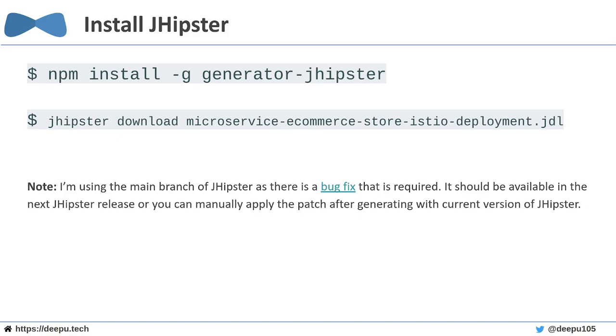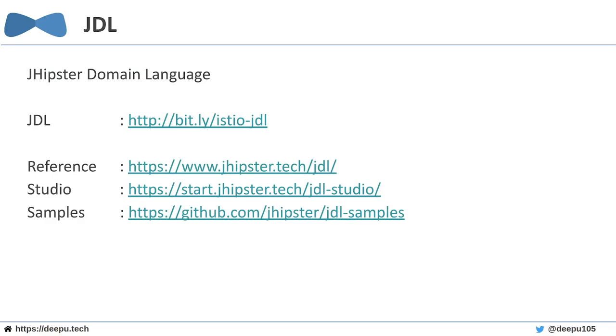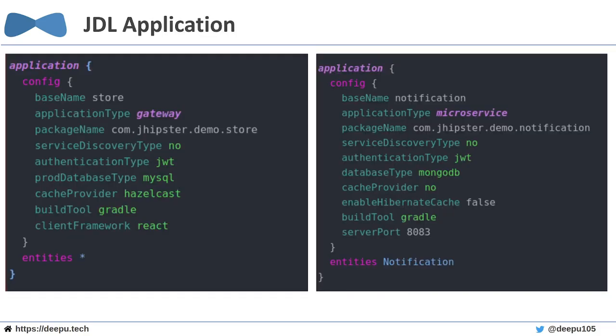So next step is to download the sample JDL file. JDL is the JHipster Domain Language. You can find the JDL file in this GitHub link as well. You can also refer to the JDL docs on the JHipster website to learn more about that. I don't think I have enough time to go all over JDL and everything, so we'll just take a quick look at the JDL instead.